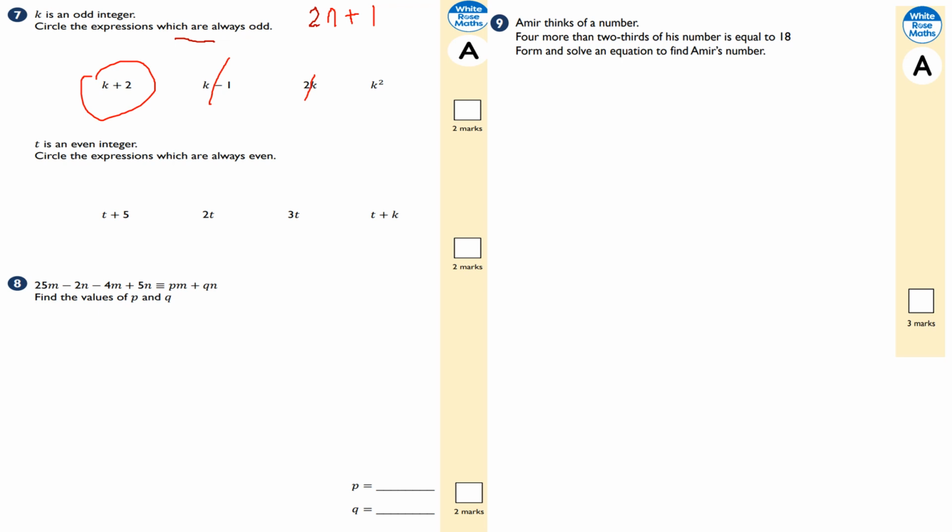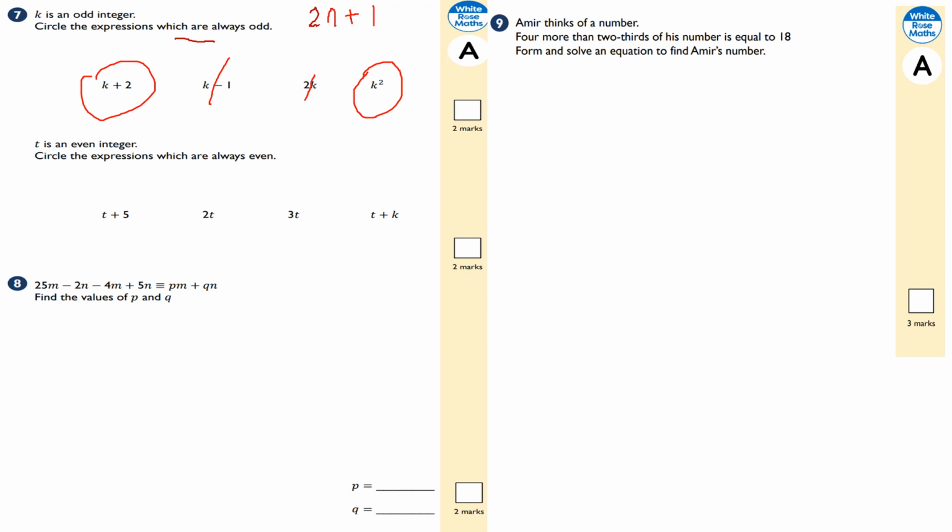And this one, well, if I square an odd number, I will always get an odd number. For example, 1 squared is 1, 3 squared is 9, 5 squared is 25, 7 squared is 49, 9 squared is 81, and 11 squared is 121, so it ends in a 1. 13 squared is 169, 15 squared is 225, and so on and so forth.